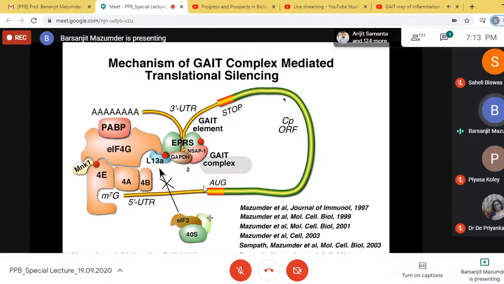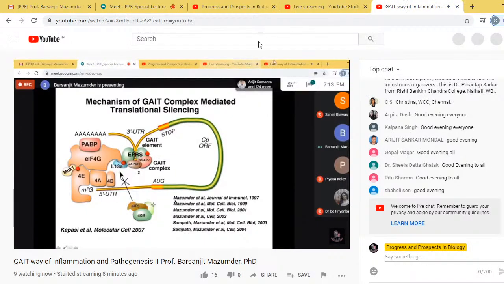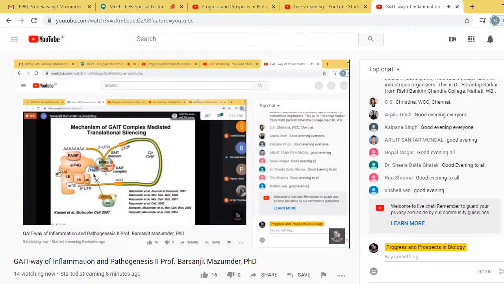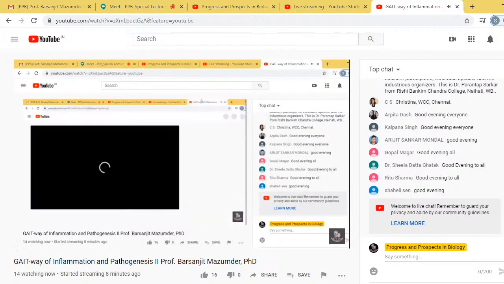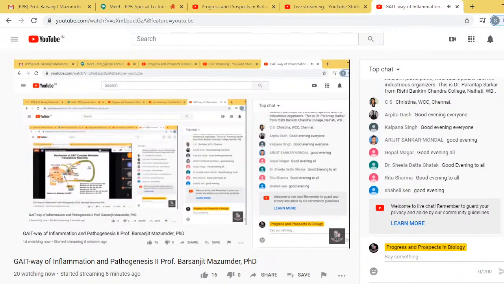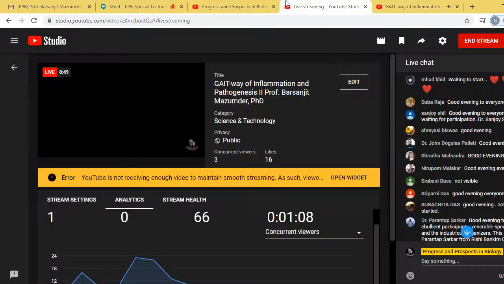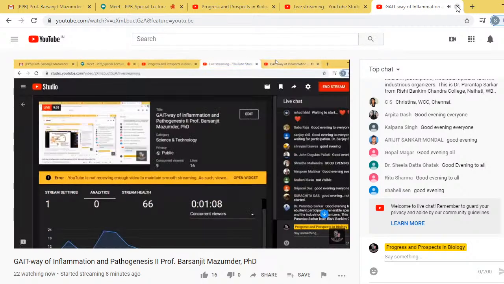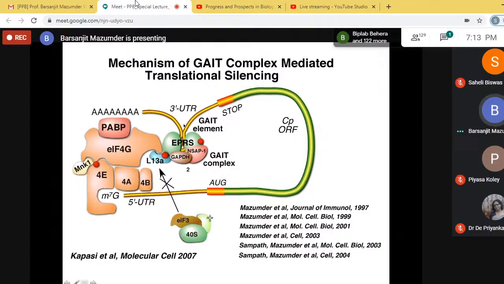What you are looking at is the translation, the first target of this control activity. So this is the start codon. This part is the 5' untranslated region. This is the 3' untranslated region.